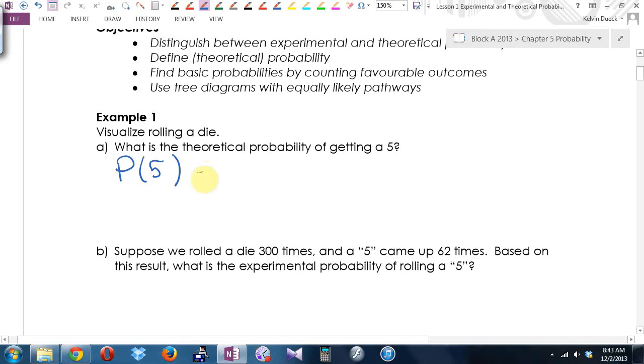And Colin, what did you tell me? Yeah, 1 and 6. Okay. Now that's the theoretical probability.